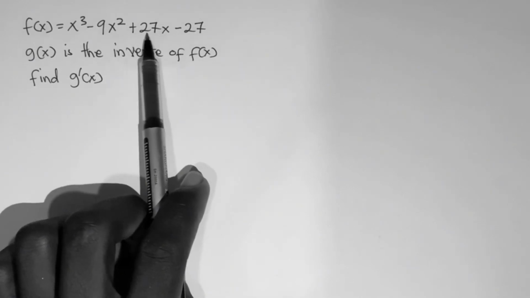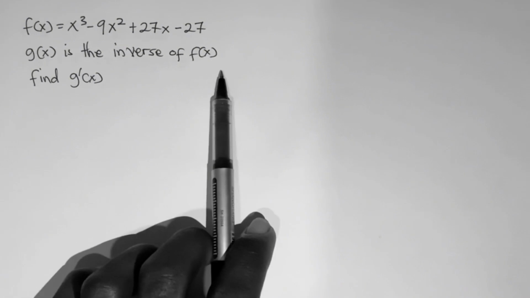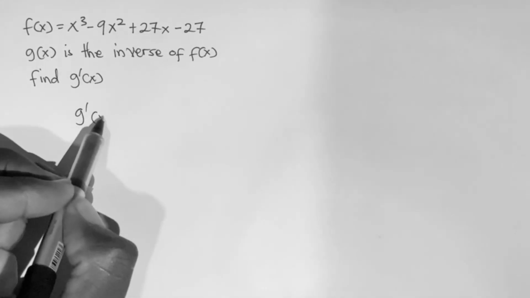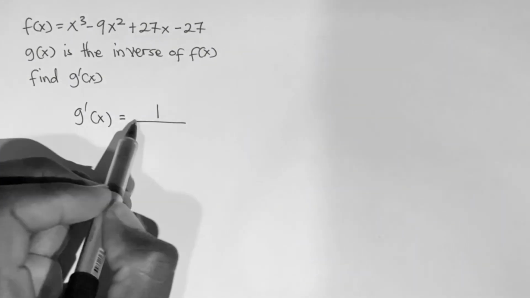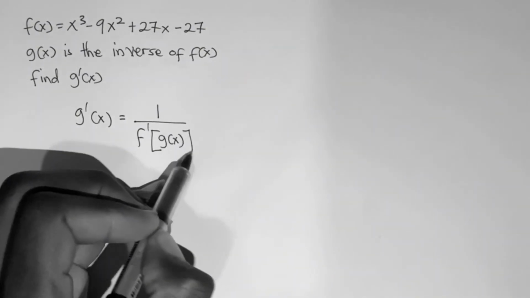f of x is equal to x cubed minus 9x squared plus 27x minus 27. g of x is the inverse of f of x. Find g prime of x. So now we know that g prime of x is equal to 1 divided by f prime of g of x. So we need to first find g of x.